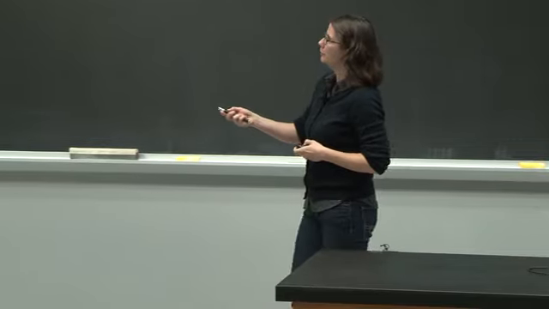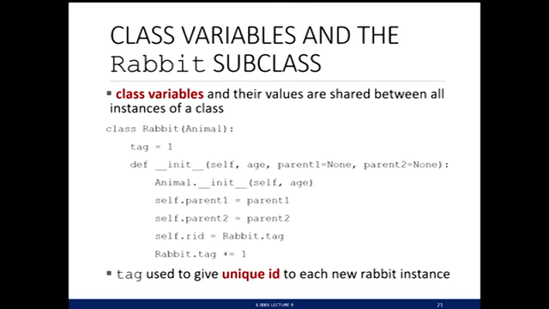Class variables are variables whose values are shared between all of the instances in the class. So if one instance of the class modifies this class variable, then any other instance of the class is going to see the modified value. It's shared among all of the different instances. So we're going to use class variables to keep track of rabbits.